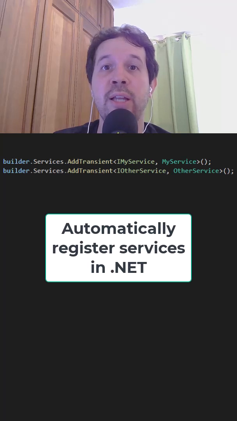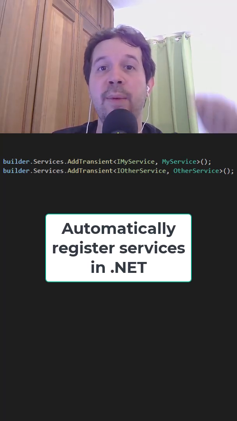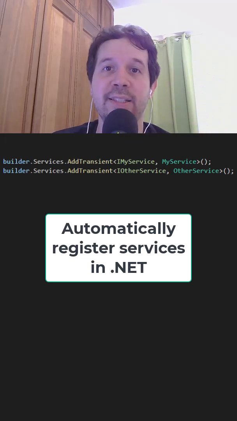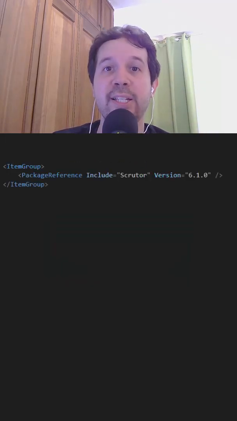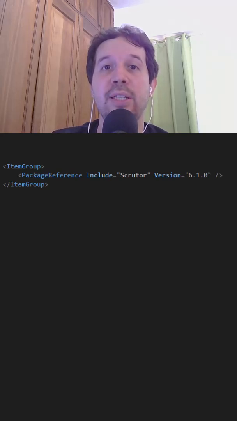Did you know that in .NET you can register all of your services automatically without having to write them one by one in the program class? For that we can use Scrutor. Scrutor is a package that adds extra functionality to the .NET dependency injection container and lets you scan assemblies.